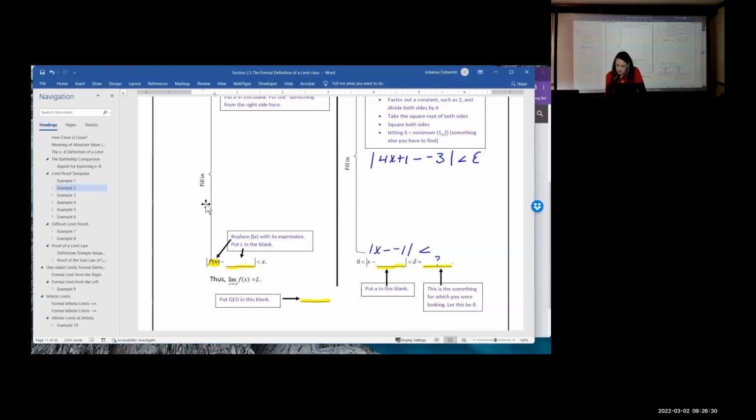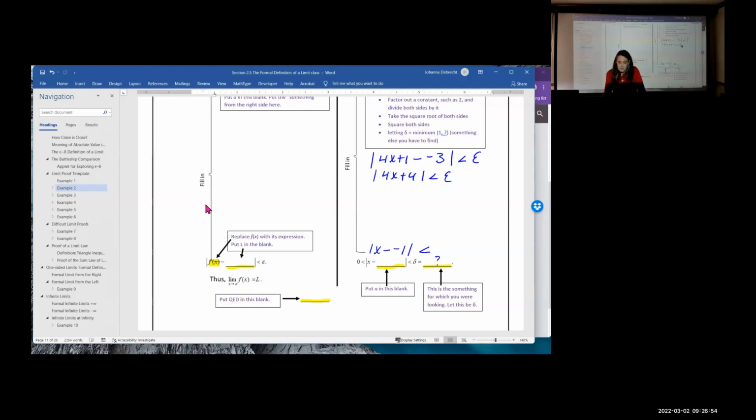Add the constant. Okay, so I have a double negative that makes it plus. So this is going to give me 4x plus 4 less than epsilon. All right. Okay, someone else tell me what you would do next. What might be the next step?